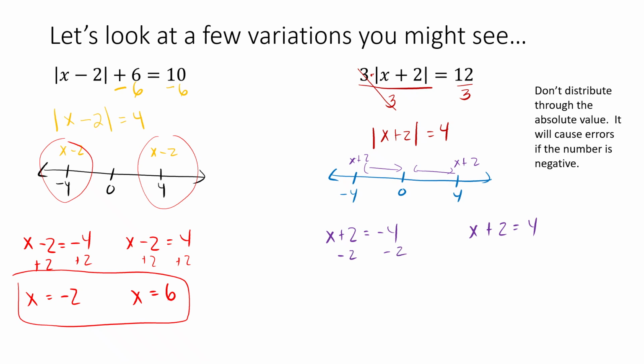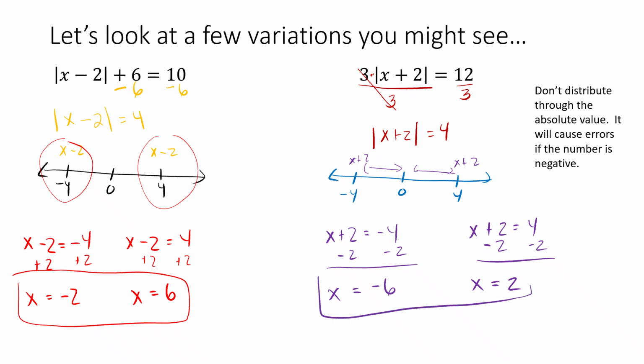We subtract 2 from both sides. 2 minus 2 is 0. Negative 4 minus 2 is negative 6, or you could think of it as negative 4 plus negative 2. And on the other side, 4 minus 2, we get 2. And once again, you can plug both of these into the original equation, and you should be able to see that you have a true answer there.